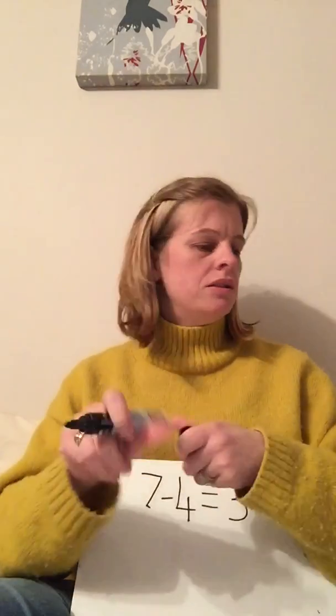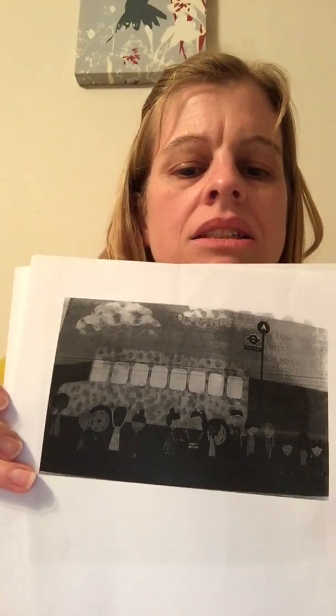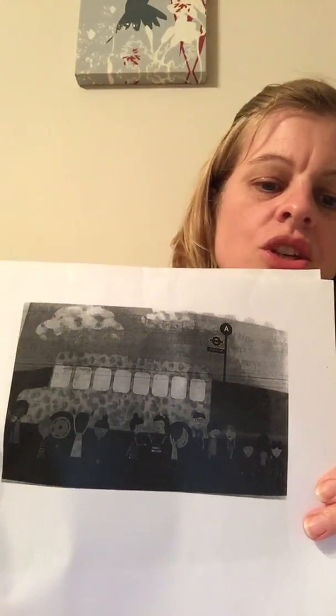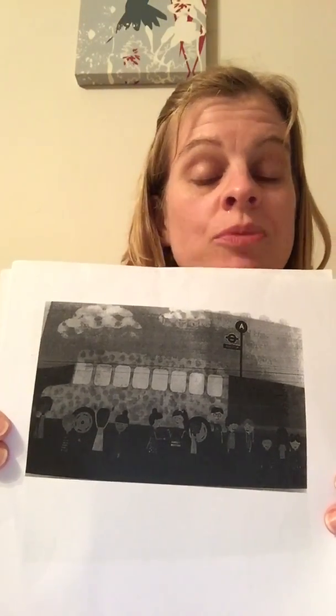Great, well done. And now in your pack you have got, it's not very clear on here, can you see it? So there's a picture of a bus and lots of children waiting at the bus stop. I would like you to create your own subtraction calculations from this picture. So maybe you can count how many children there are. Maybe some children get on the bus.